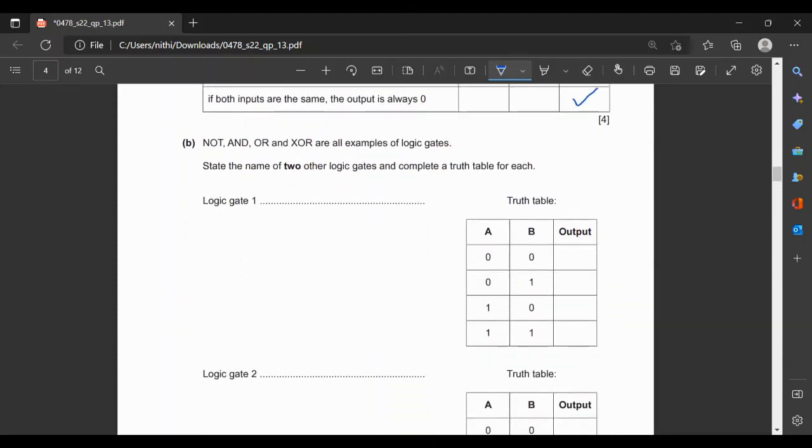Next, NOT, AND, OR, and XOR are all examples of logic gates. State the name of two other logic gates and complete a truth table for each. So the two gates that we're missing here are NAND gate and NOR gate.